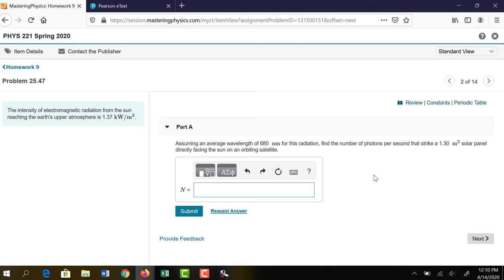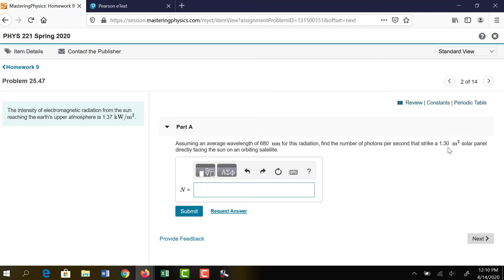Okay, so we have the intensity of electromagnetic radiation from the sun reaching the Earth's upper atmosphere. So this is the amount of power per square meter. Assuming that the average wavelength is 680 nanometers for this radiation, find the number of photons per second that strike this area. Good, so this is the power per area.